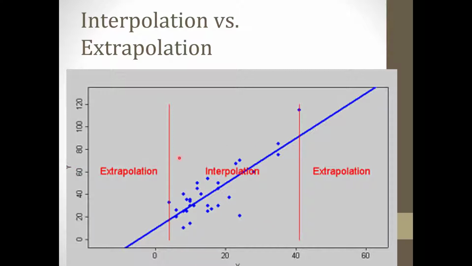Now, if your unknown falls within the range of your standards that you use to make the graph, then solving for that unknown is known as interpolation, and it's probably pretty accurate if you do a good job. If that unknown is way more concentrated or way less concentrated and falls outside of the range of the standards that you use to make the graph, then it's called extrapolation when you predict the concentration of the unknown solution.